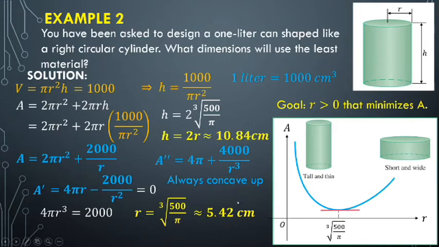Now, these are the dimensions that will use the least material to make a 1 liter can shaped like a circular cylinder. This means the diameter must equal the height, because 2r is the diameter. The diameter is equal to the height in order to minimize the surface area for the same 1 liter volume.